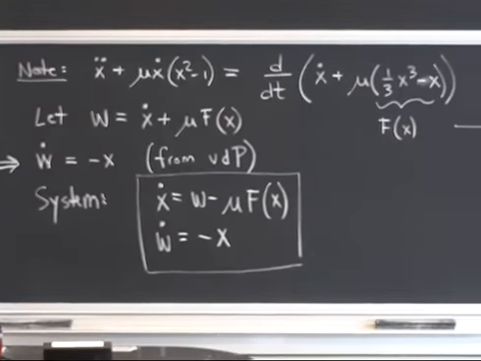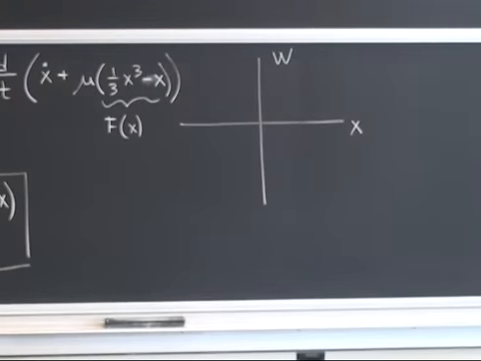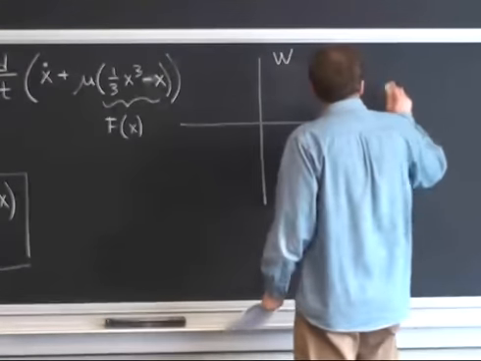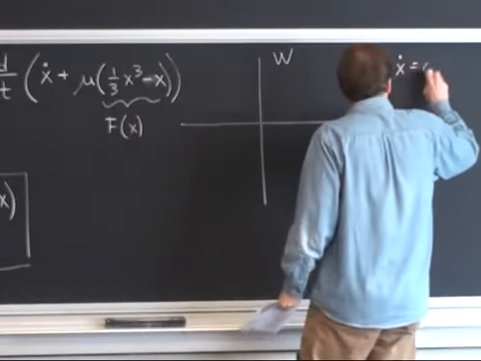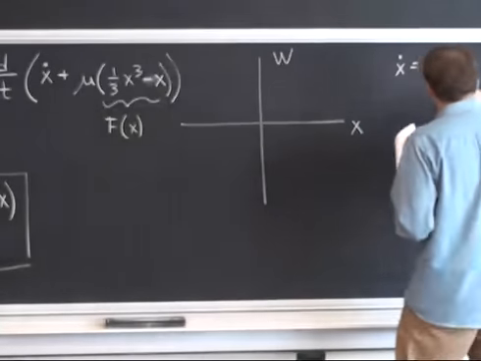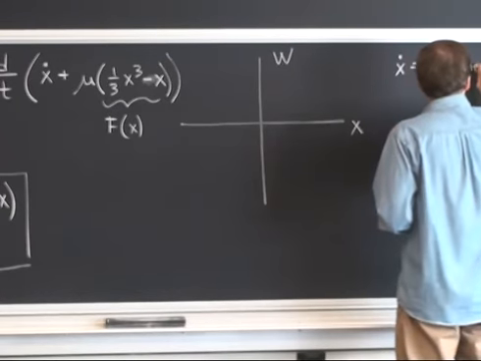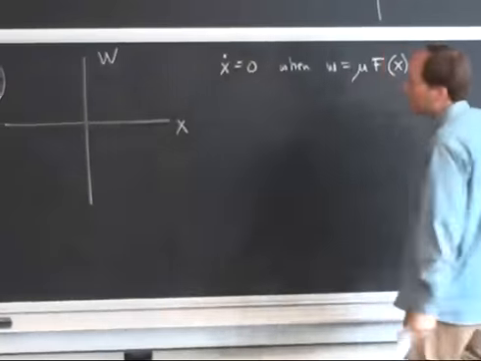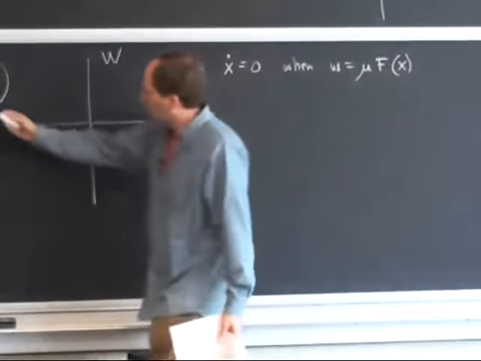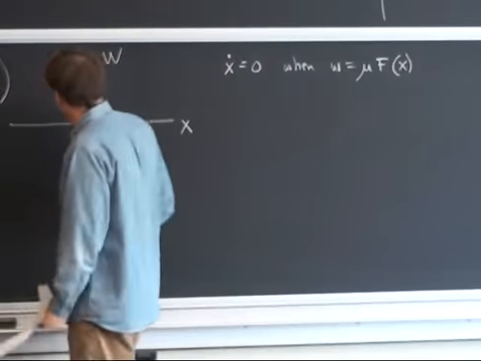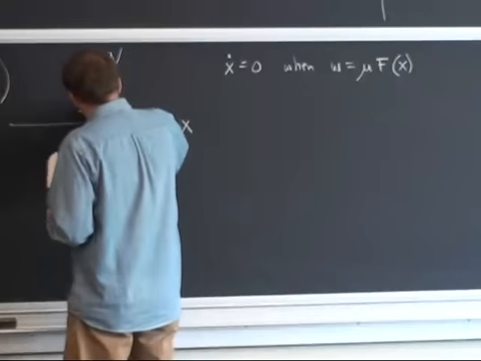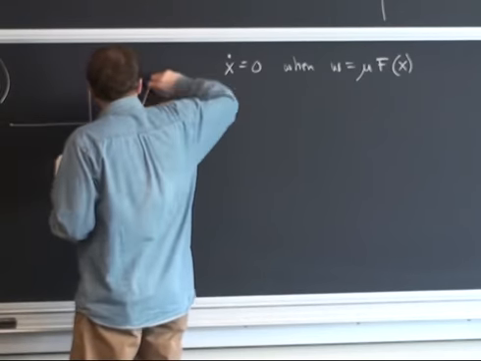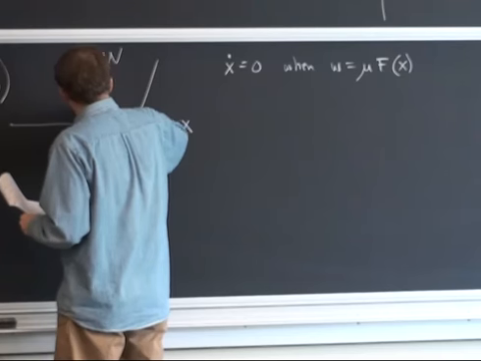Anything wrong? You want to ask anything? No? All right. So how about if we look where x dot is 0? X dot is 0 when w is mu f of x. And f of x, remember, is just this function 1/3 x cubed minus x. So that's a typical looking cubic. It would be something like this. And then over here it's symmetrical.